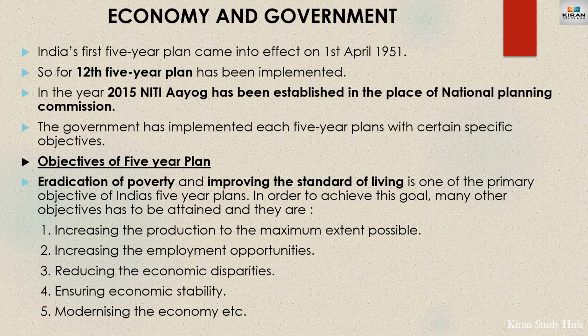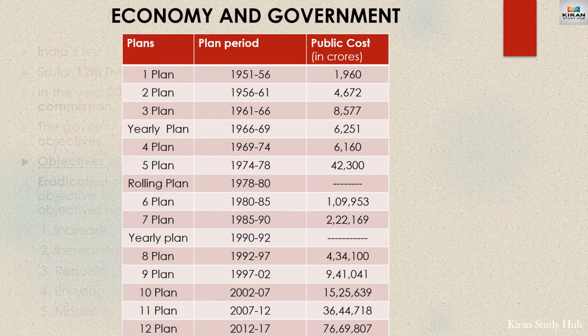India's first 5-year plan came into effect on 1st April 1951. So far, 12 5-year plans have been implemented. In 2015, Niti Aayog was established, replacing the National Planning Commission. The primary objective of the 5-year plans is eradication of poverty and improving the standard of living. But to achieve this, many other objectives have to be attained: increasing production to the maximum extent possible, increasing employment opportunities, reducing economic disparities, ensuring economic stability, modernizing the economy, etc. This slide shows all the 12 5-year plans with plan period and public cost.